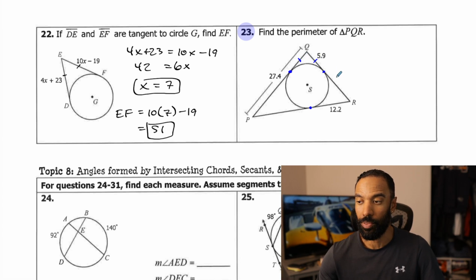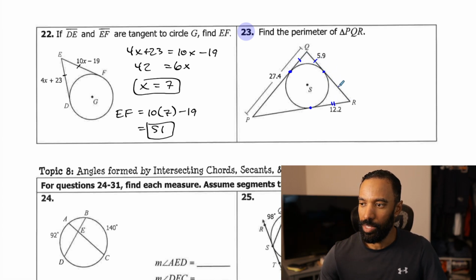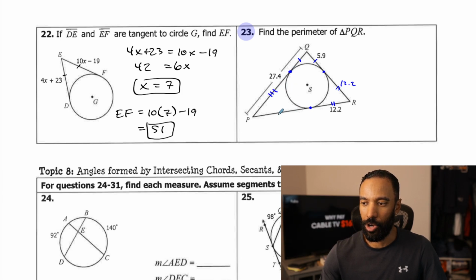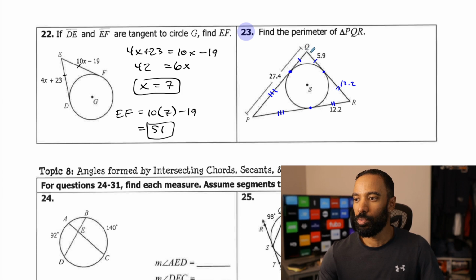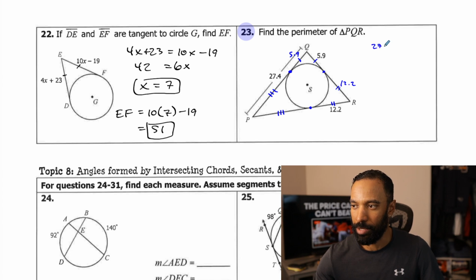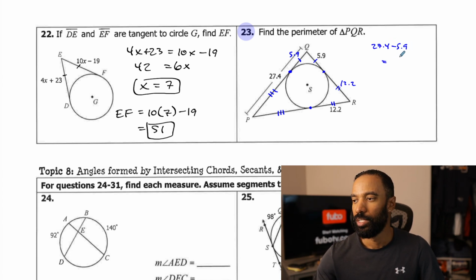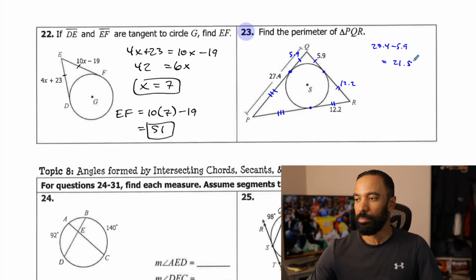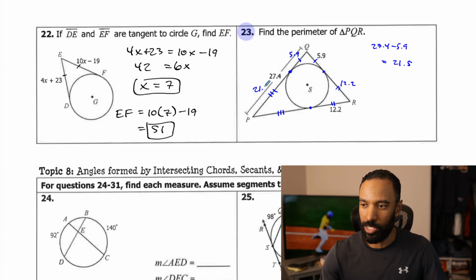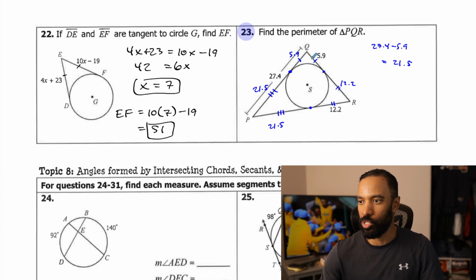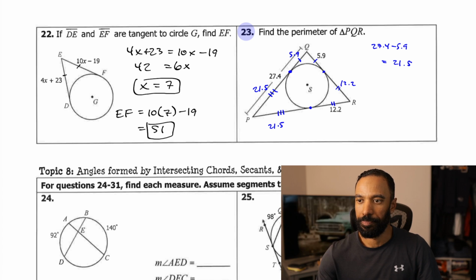I don't actually know if I need to know that. But this is 12.2. This is 12.2. This is, well, oh, okay, I will need to know that. This is something unknown, which we'll get in a second. And this is that same unknown. So 5.9, 5.9. Let's do 27.4 minus 5.9 because I want to figure out what this other one is. 21.5, I think. So 21.5 is this one. That means this is also 21.5. So basically I have two 21.5s, two 12.2s, and two 5.9s. We add those, we get the perimeter.